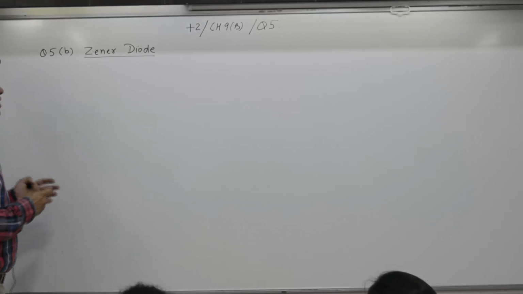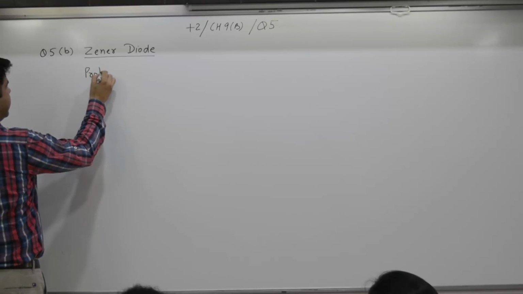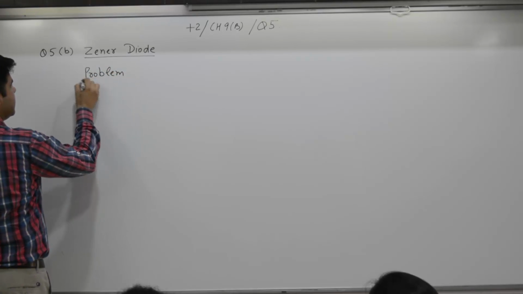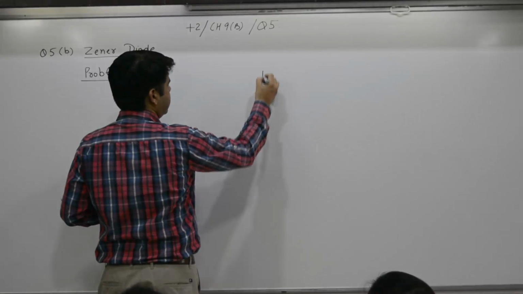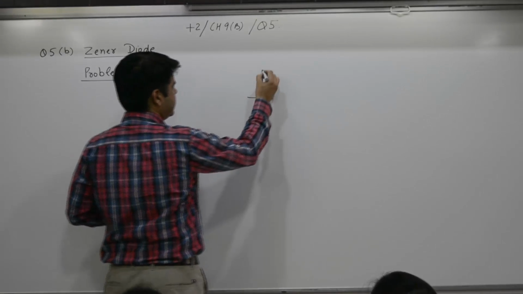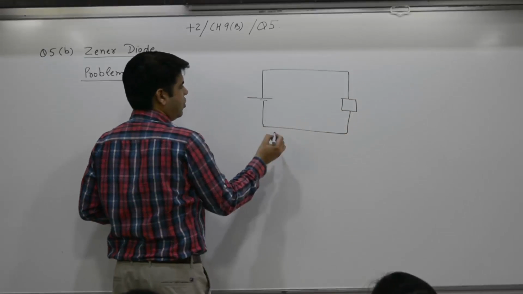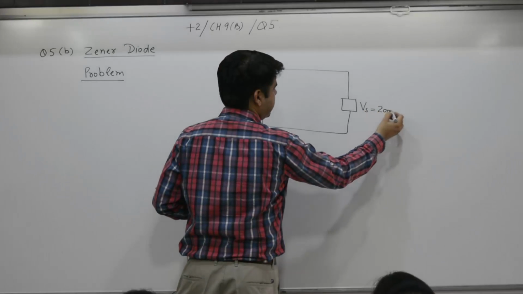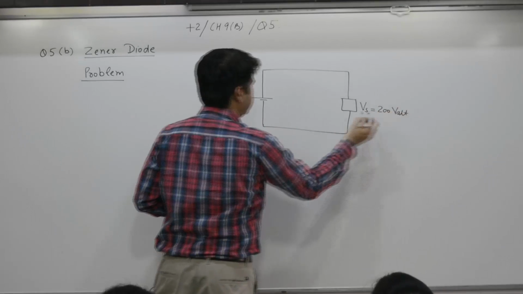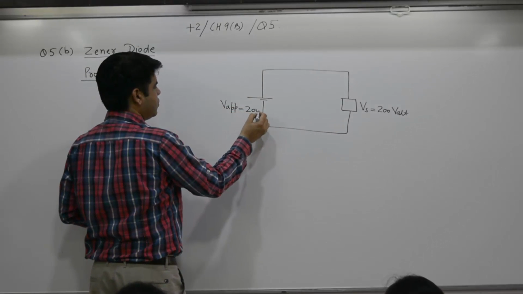So first we study what the problem is. What is the problem at present? In case you are not using a Zener, without Zener, what is the issue? You apply some voltage across a device, say a TV set. On your TV set, suppose the specified voltage is 200 volt. Applied voltage is also 200 volt.